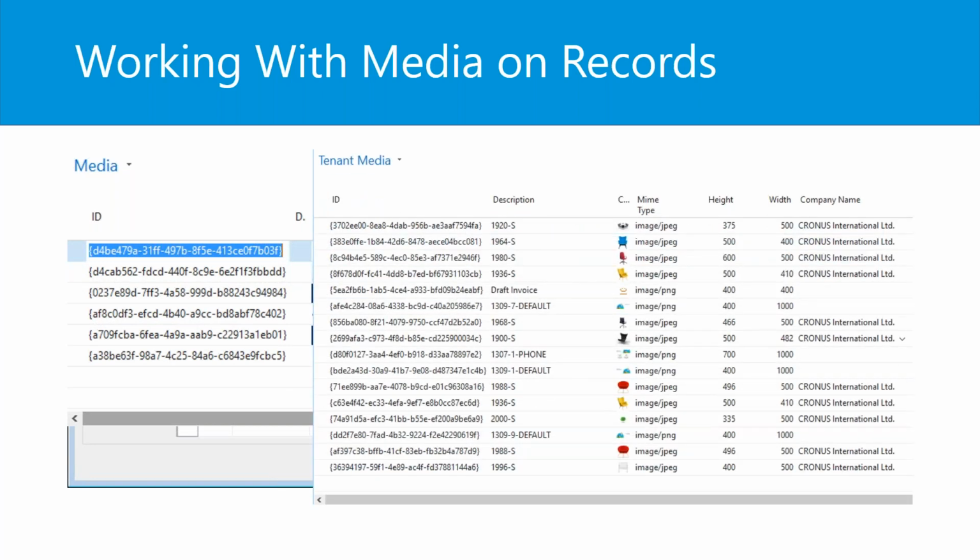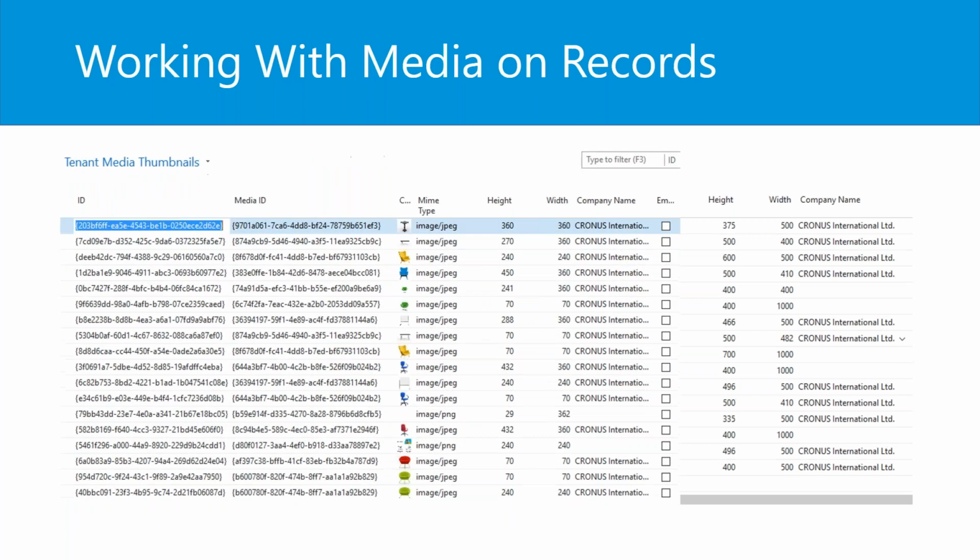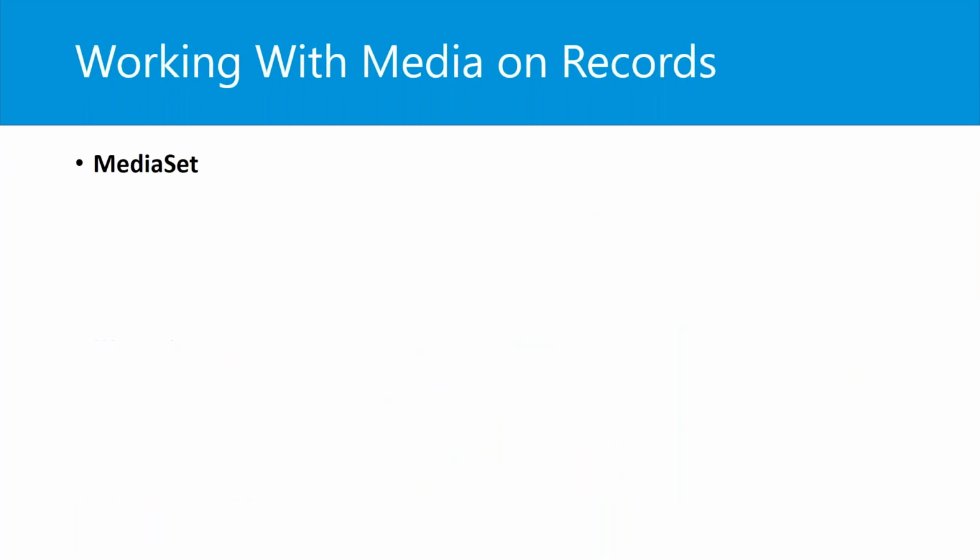And then if I go into the tenant media, you will also find some images in here which are used by the default application or in the Cronus database if you install and run that. And here you notice for which companies, or if it's for all companies, that these images are available and used. Then there is also the tenant media thumbnails where you get the ID and the media ID, the MIME type. JPEG and PNG and EMF and Bitmap are supported, for example.